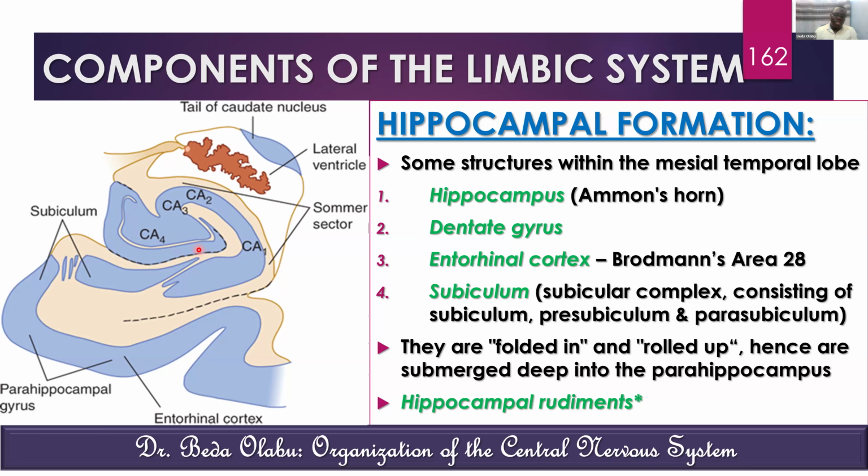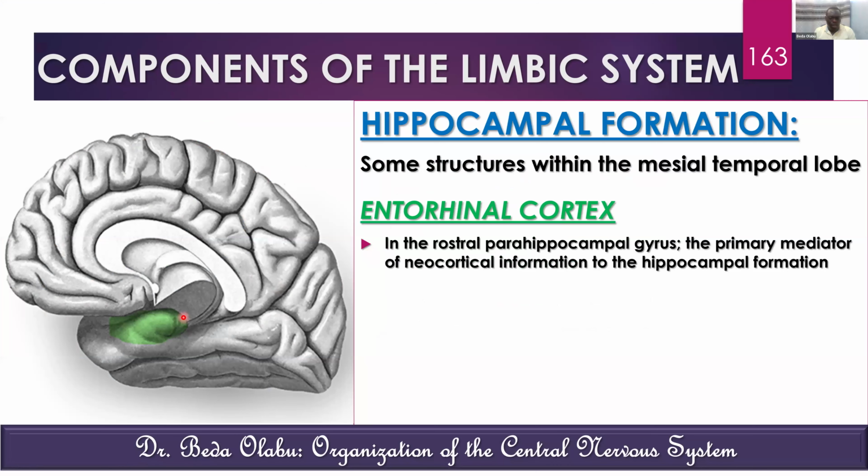Now, tailed to the hippocampal formation are some things we call hippocampal rudiments, which are basically vestigial extratemporal extensions of the components of the hippocampal formation. And you'll also look at them. Let's have a look at each of the components of the hippocampal formation, beginning with the entorhinal cortex. So the entorhinal cortex, as I've already mentioned, is located on the parahippocampus, actually in the anterior part of the parahippocampus.